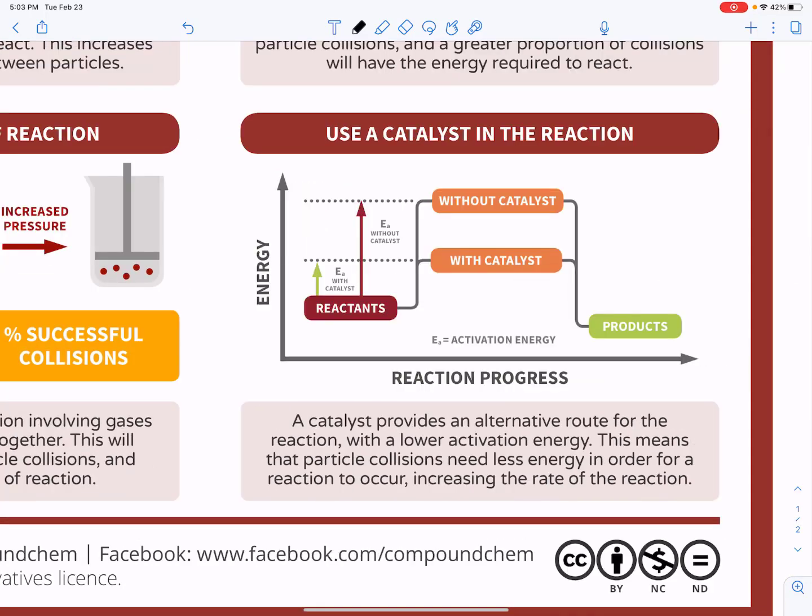Last but not least, you can use a catalyst. Now, what is a catalyst? A catalyst is something that you add into a reaction that is not used up. And what it does is it lowers the activation energy of that compound. So remember we talked about before about how there's like this hill that you must roll the ball up and it must get over the hill. And then once it does, it's got enough energy to form the products.